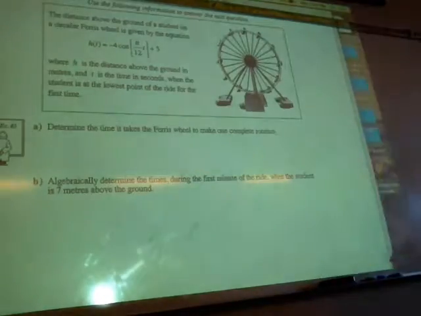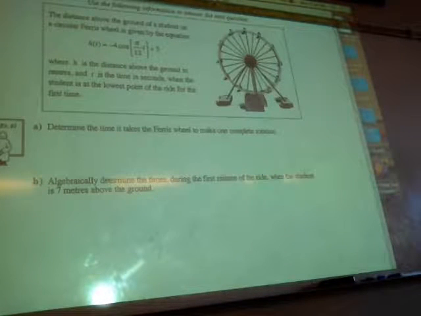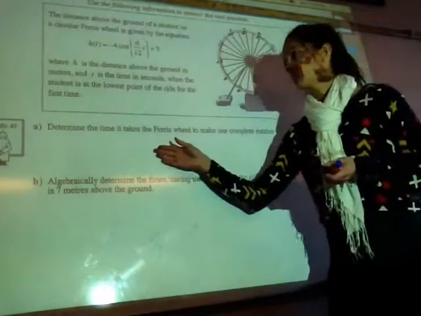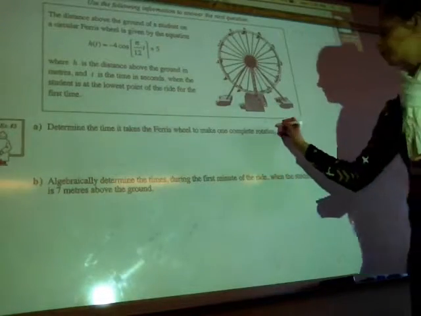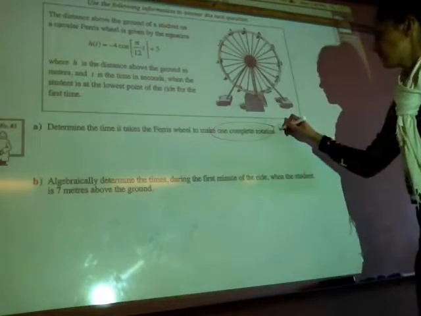Okay, the distance above ground of a student on a circular Ferris wheel is given by the following equation. H is the distance above the ground in meters, T is the time in seconds, when the student is at its lowest point of the ride for the first time. So for part 1, we have to determine the time it takes the Ferris wheel to make 1 complete rotation. Another word for 1 complete rotation is the period.